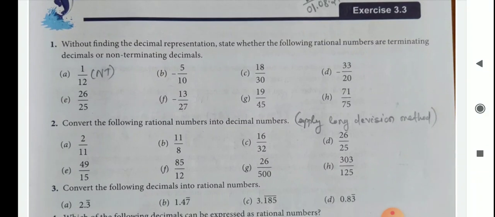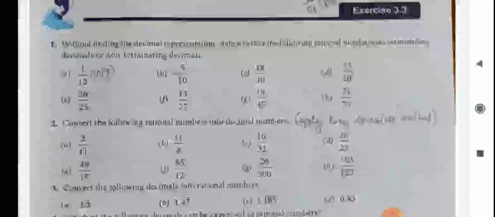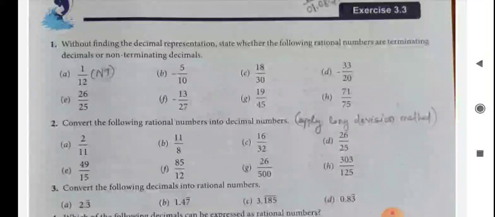Number 1: Without finding the decimal representation, state whether the following rational numbers are terminating decimals or non-terminating decimals. Children, here we already know 1 by 12 is a non-terminating decimal, because if we divide this one, we get a repeated number. Then you check the other parts, whether they are non-terminating or terminating decimals.